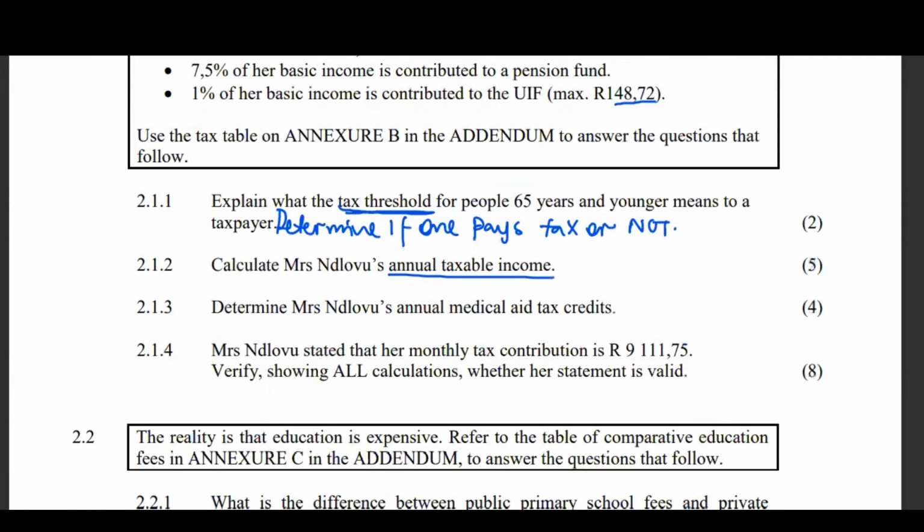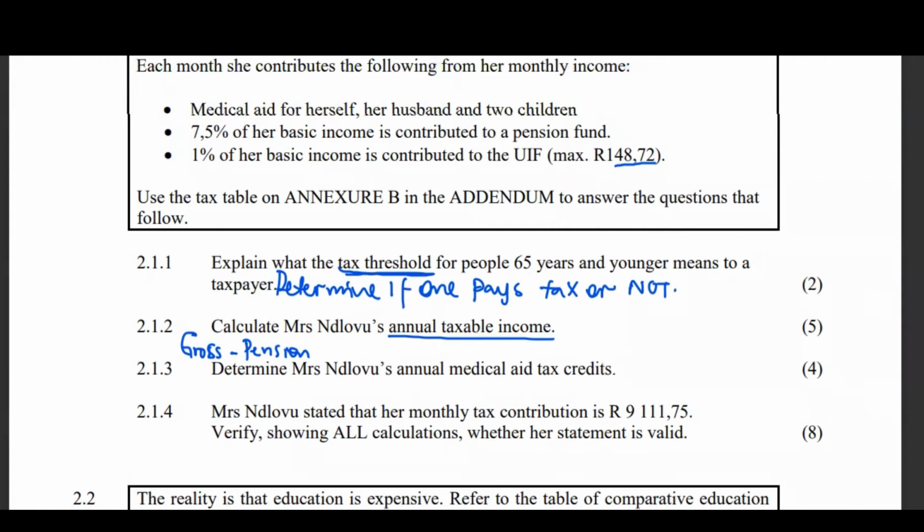First and foremost, we need to look for the taxable income. So we say taxable income will equal the gross minus pension, because I'm seeing here this as pension, no medical aid. So here it will be gross minus pension. Okay, let's do that. Remember they said annual, so we shall multiply the answer by 12.